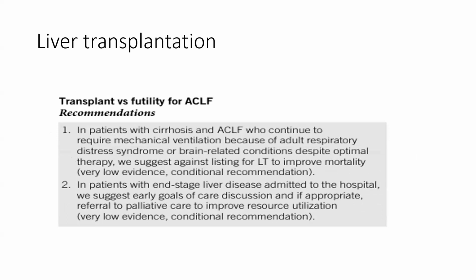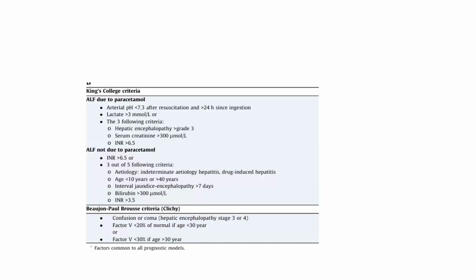Now, regarding liver transplantation in patients with cirrhosis and ACLF who continue to require mechanical ventilation because of acute respiratory distress syndrome and brain-related conditions despite optimal therapy, we suggest against listing for liver transplantation to improve mortality. In patients with end-stage liver disease admitted to the hospital, we suggest early goals of care discussion and, if appropriate, referral to palliative care to improve resource utilization.